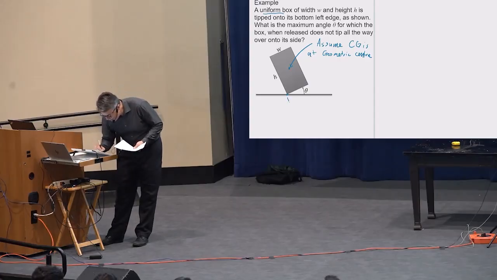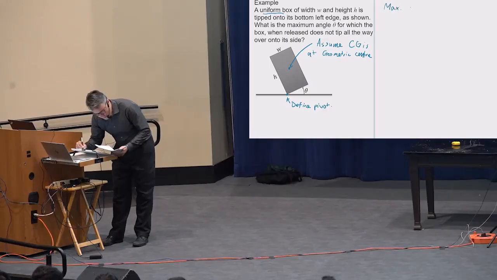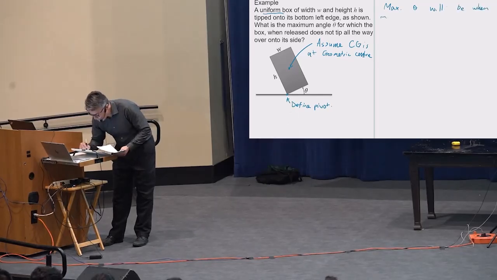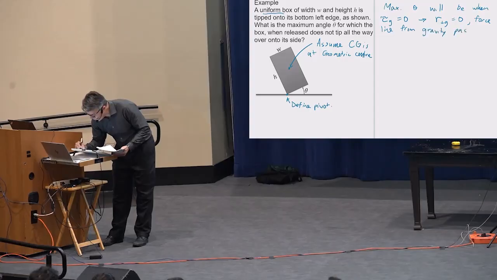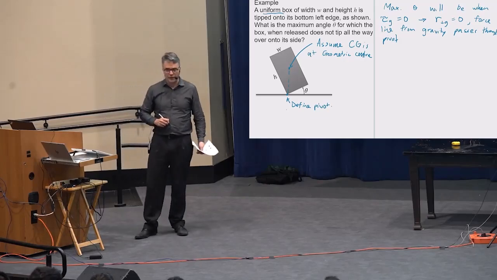And then we can define this as the pivot. Okay, and then we're going to say that the maximum value of theta will be when the torque due to gravity is 0. And what that means is that the r perpendicular for gravity is 0. So the force line from gravity passes through the pivot. You didn't really have any choice to draw the pivot anywhere other than this place where it's going to rotate around. So right like that. So you just have to find theta for that.